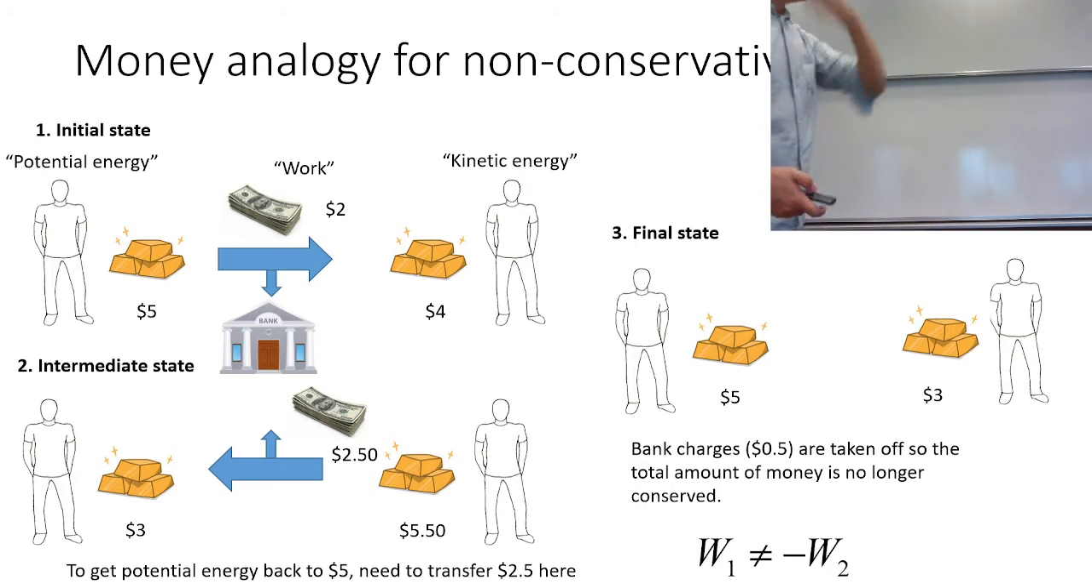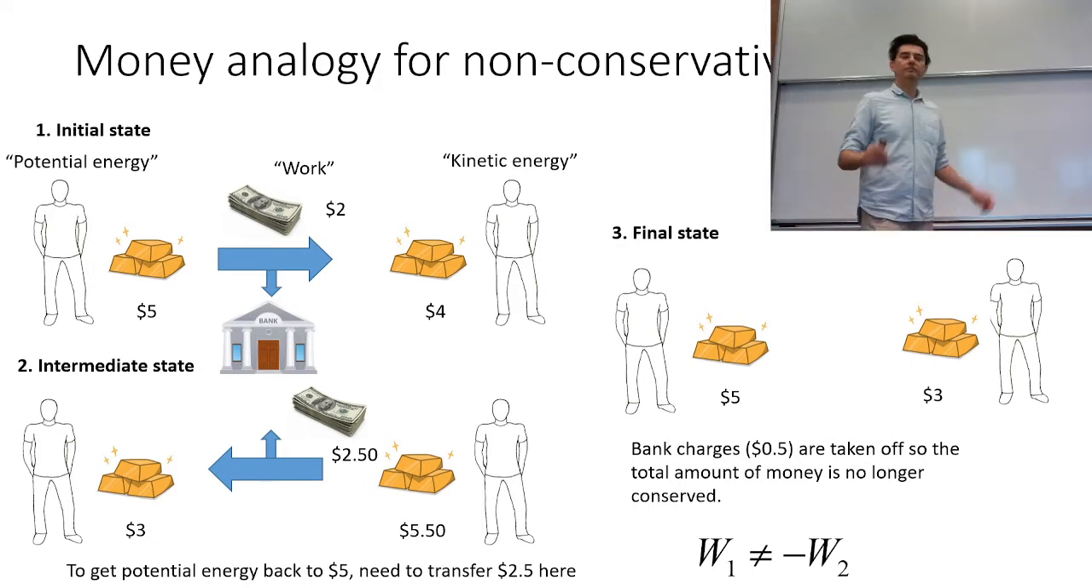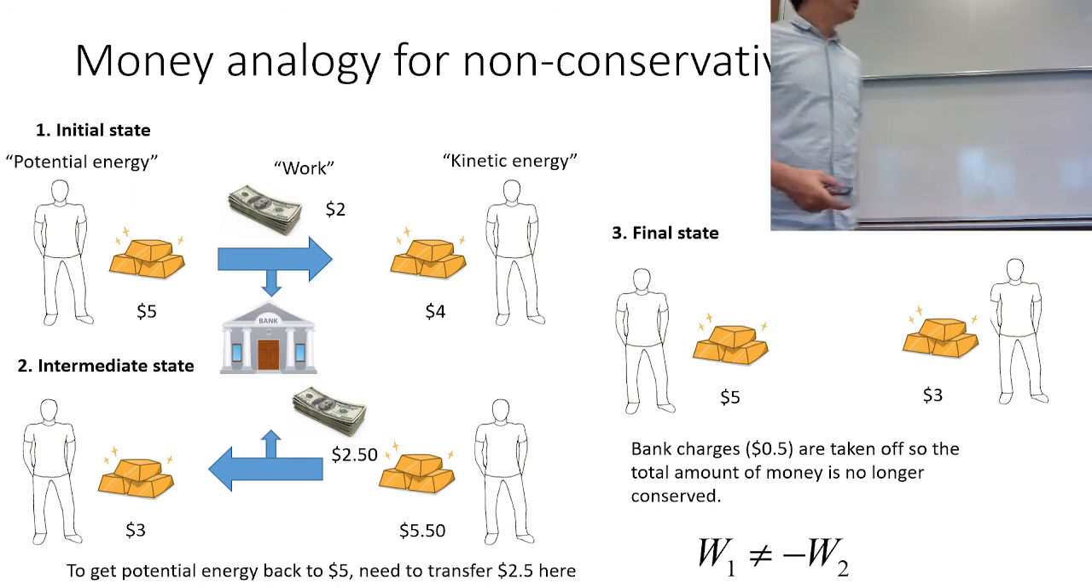So in this sense, the loop test would fail for this, and so this would be a non-conservative money transfer, or in energy language, a non-conservative force.